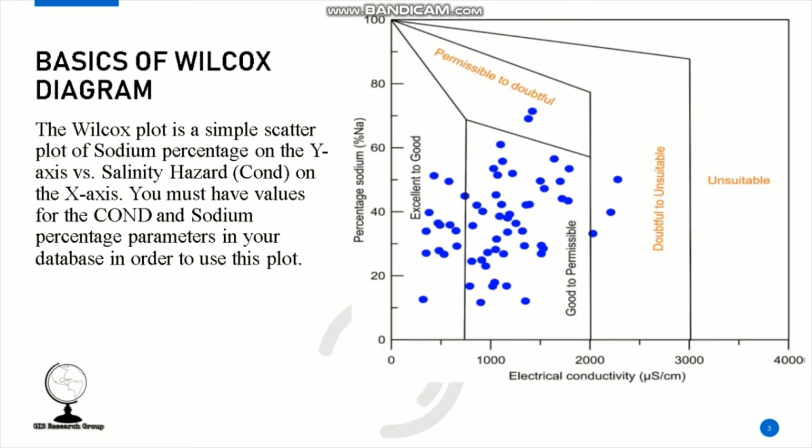So first, what are the basics of the Wilcox diagram? What is shown in the Wilcox diagram? The Wilcox plot has two parameters, x and y. In the x-axis, electrical conductivity is represented, and the y-axis represents percentage of sodium. So we should have the values of sodium percentage and electrical conductivity, and those values we will plot like a scatter plot, and that scatter plot represents the whole Wilcox diagram.